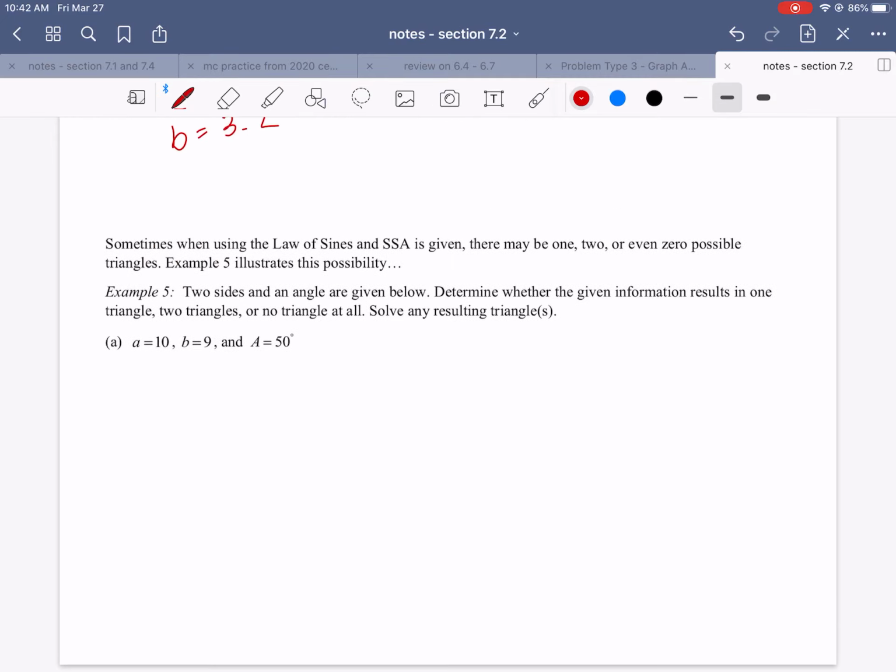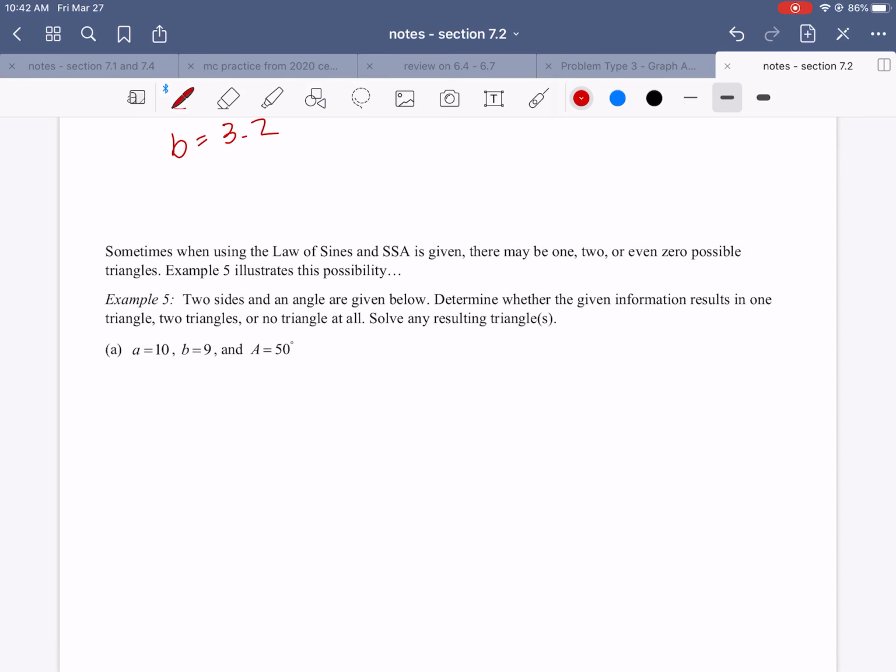Okay, example 5 is going to be talking about SSA. So sometimes whenever we use the law of sines and SSA is the given information, there may be one triangle, there may be two triangles, or it's possible that there may not be any triangles. And I'm going to hopefully carefully explain how to determine when each one is the case through example 5.